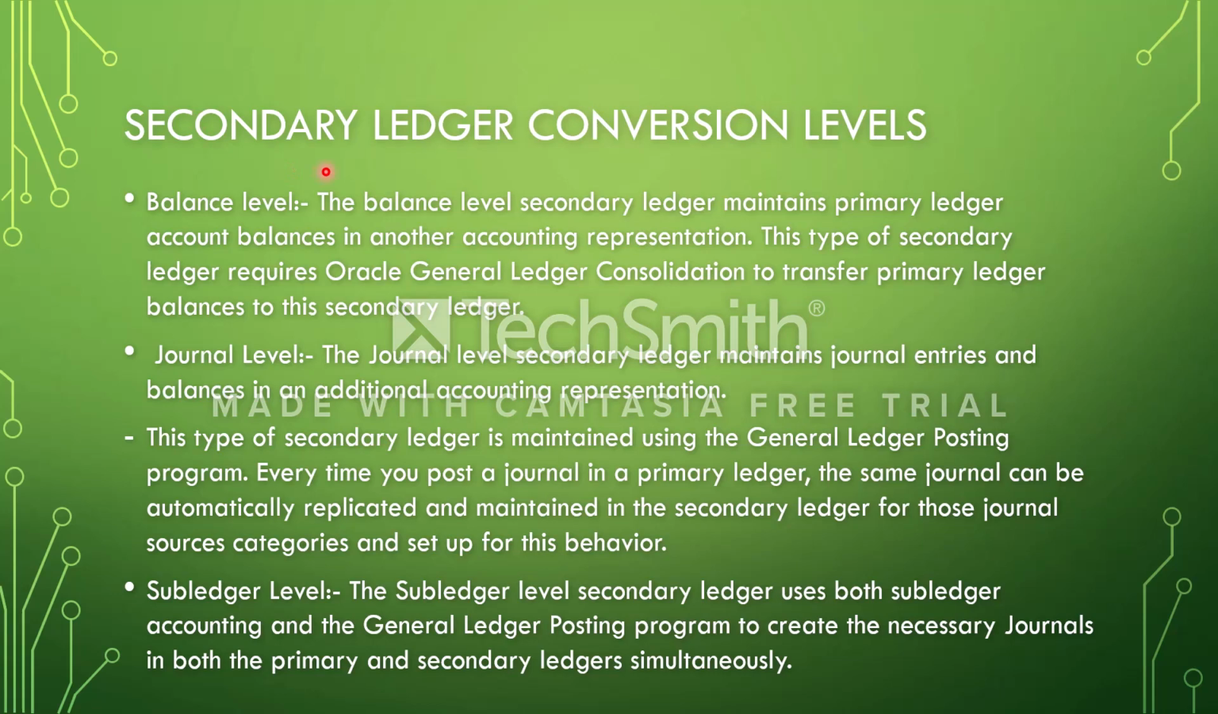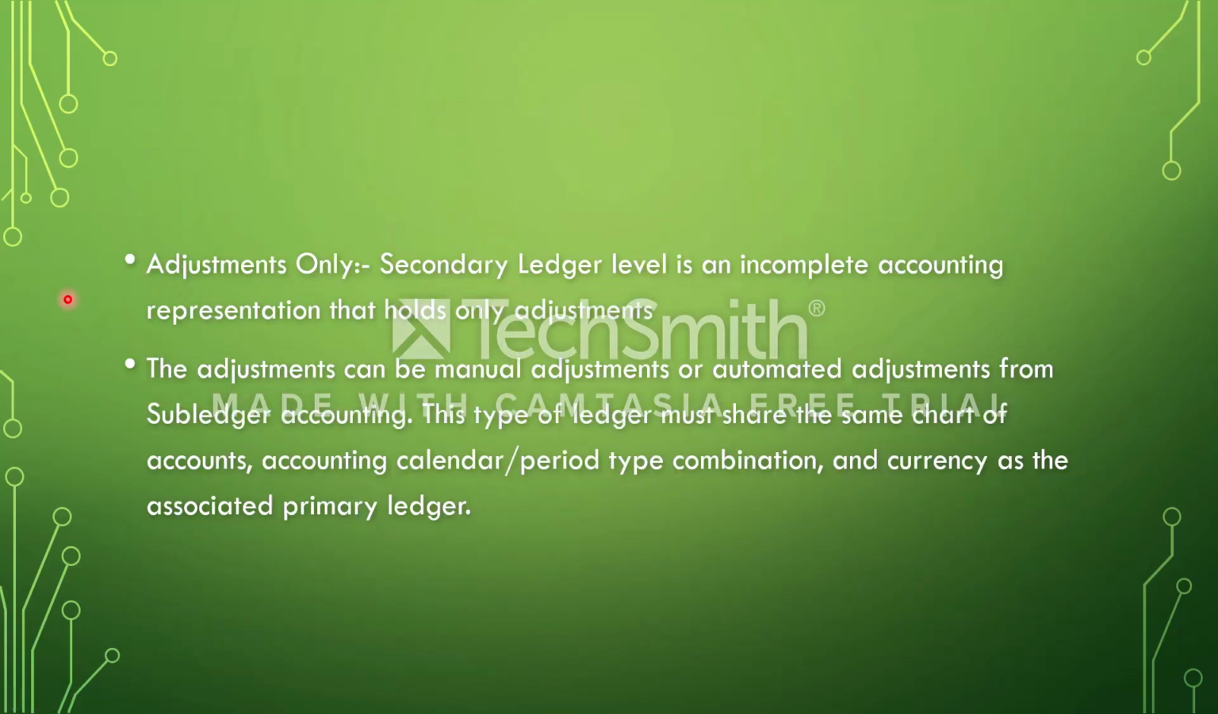Normally we use the balance level. Next is the subledger level, subledger-wise. The posting of necessary journals in the primary is the subledger level. There is also an adjustment-only level. Only adjustments will be transferred, which can be a manual adjustment or an automatic adjustment. Automatic means it is done by the system. Okay.